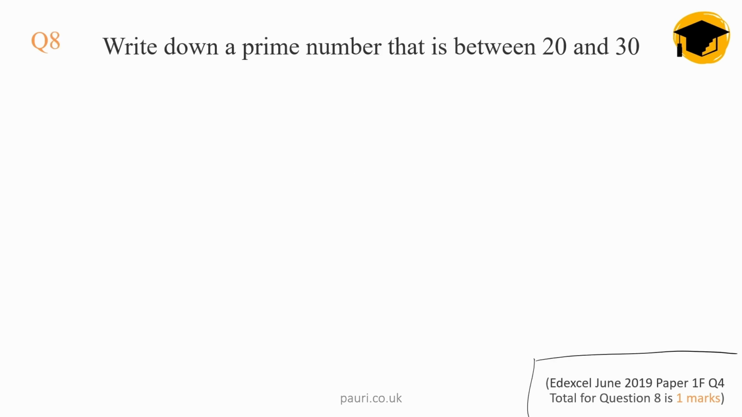Exam paper question. Write down a prime number between 20 and 30. So again, start from 20. 20 is not prime. 21 is not prime because that goes into 7s, 22 isn't, 23. 23 works. That is an answer. The other answer is 29, which is an answer from an earlier question.